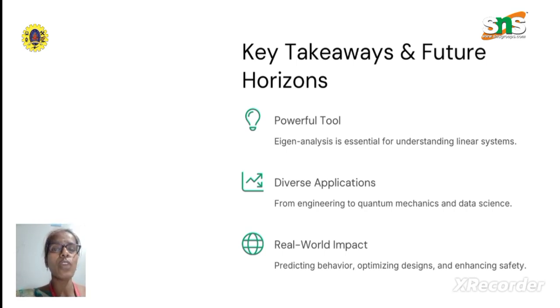So in today's class we had a thought about eigenvalue, eigenvector, and how it is implemented, and what is the case based on that. Those things we saw in today's class.